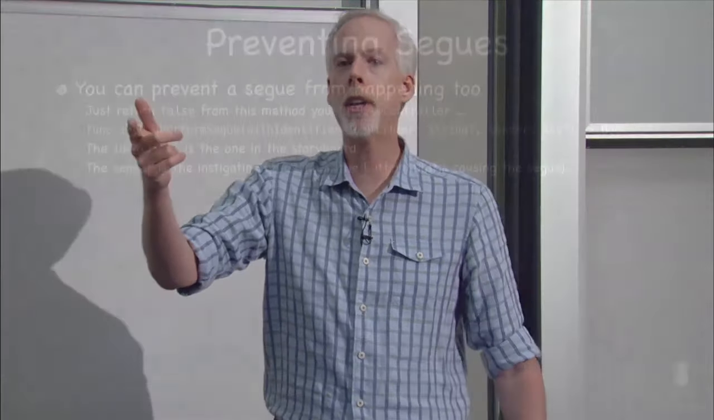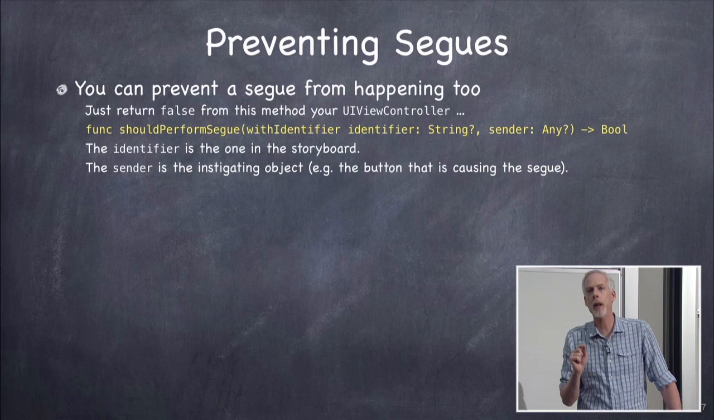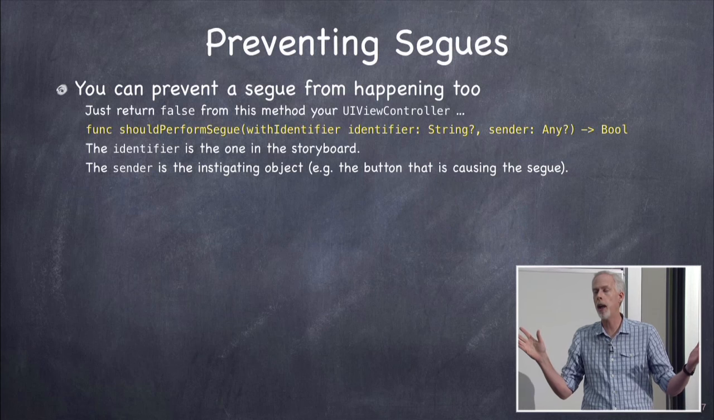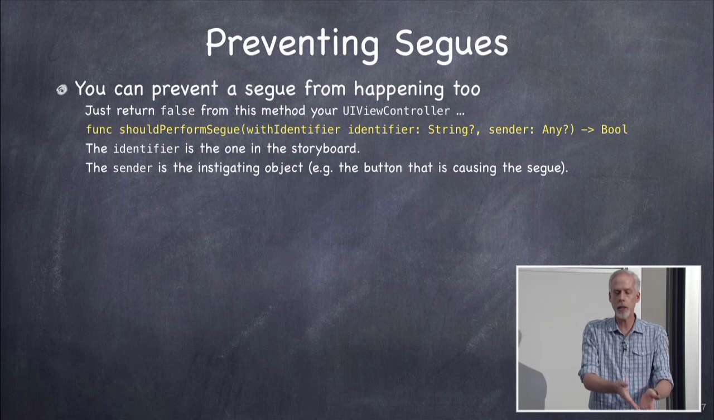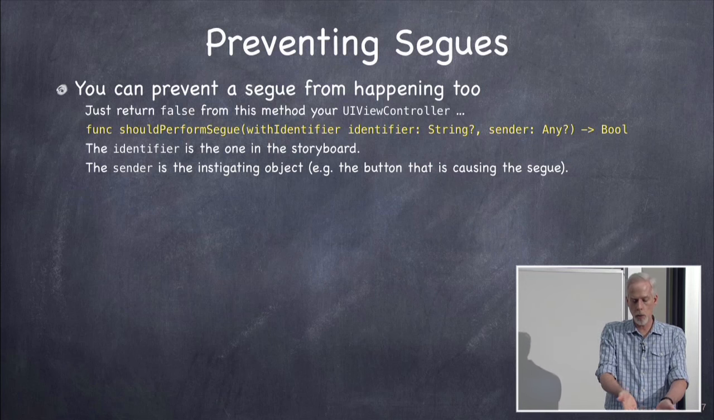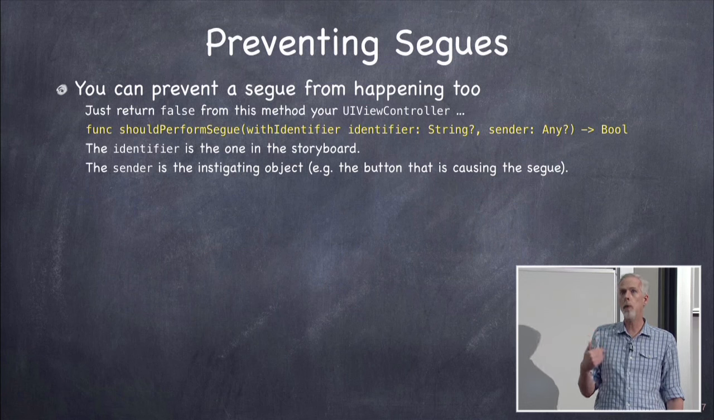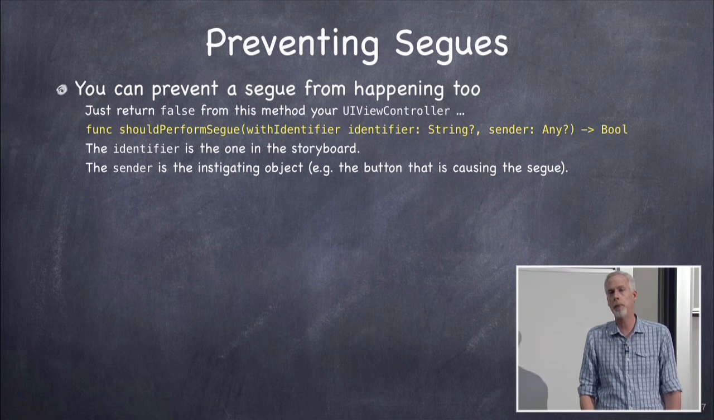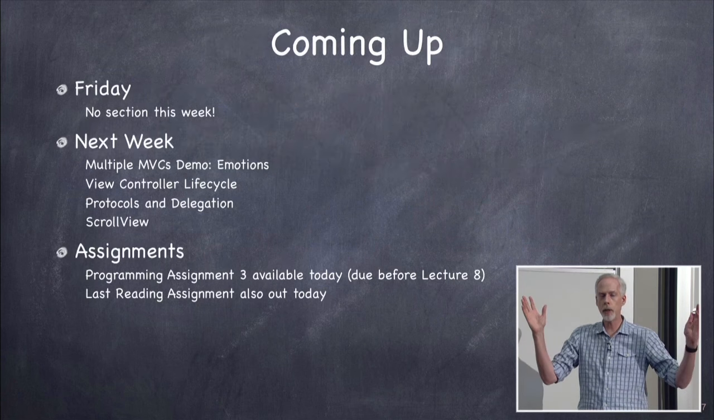Okay, you can also prevent a segue from happening. Let's say it's the calculator, and you try to hit graph, and you're in the middle of a binary operation, pending binary operation. Well, you can't graph that. Okay? There's no way to graph a pending binary operation. 3 times? What's the graph of 3 times? It's nothing. So you want to prevent it. So in your assignment 3, you're going to want to use this method in view controller should perform segue. You're going to return false when you're in the middle of a pending operation.